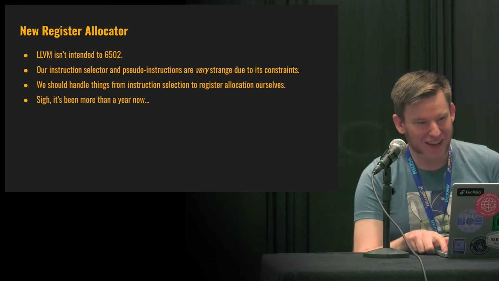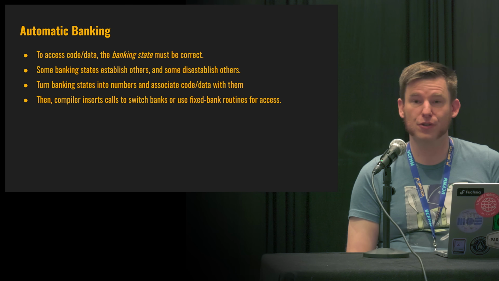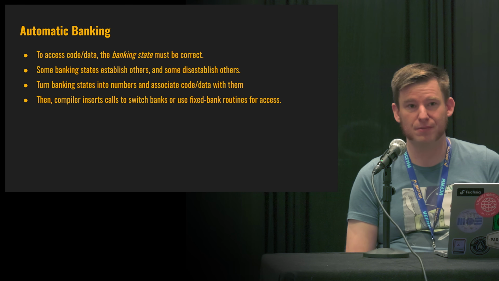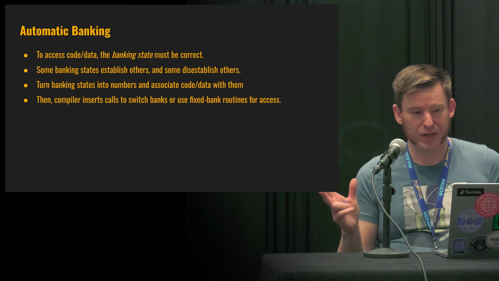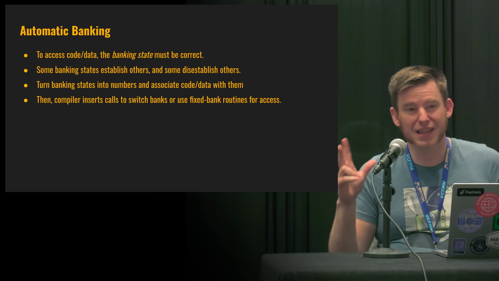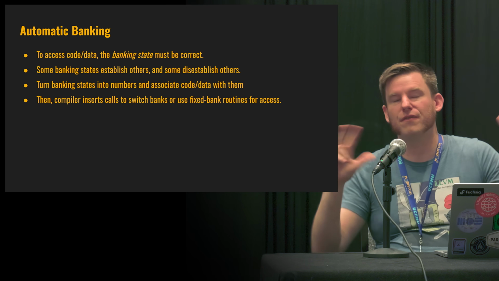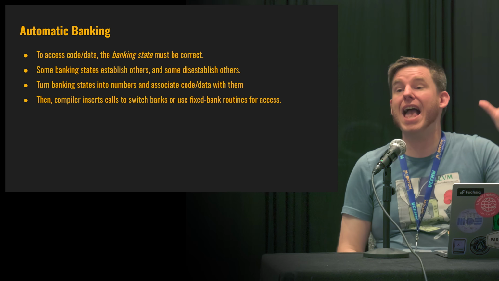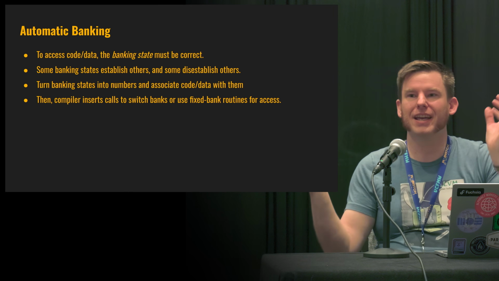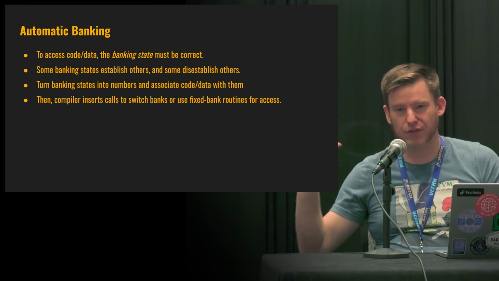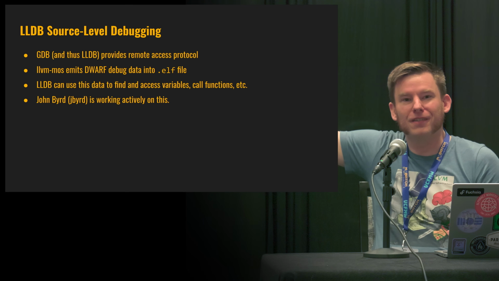Fingers crossed. As I mentioned, the other big thing that I wanted to work on was automatic banking. To access code and data, you need the state of the system to be correct to access that code and data. So we wanted the compiler to be automatically able to emit switches to get that state right. And this is the thing that would allow us to use the section class nomenclature feature of the linker to automatically place things and then have the compiler automatically switch to the right bank. And then you'd be able to make very big NES games completely automatically without having to lay out anything at all yourself.